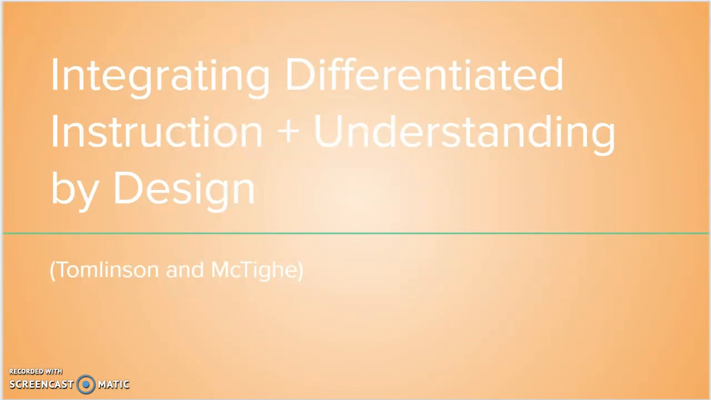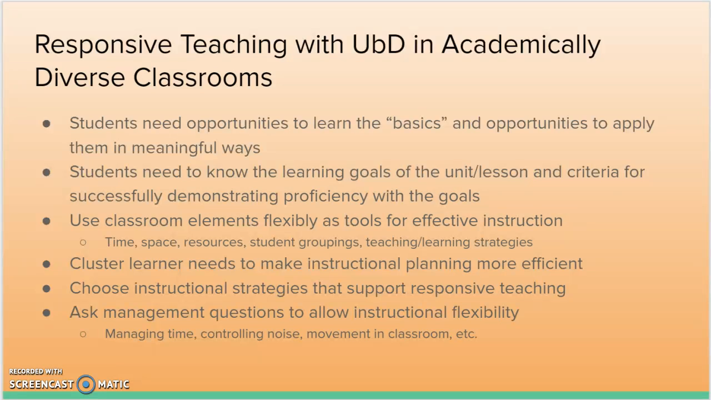Next, we're going to take a look at the book Integrating Differentiated Instruction and Understanding by Design by Tomlinson and McTighe. The first section is responsive teaching with UbD and academically diverse classrooms. A few things that I want to note here. One is to cluster learner needs to make instructional planning more efficient.